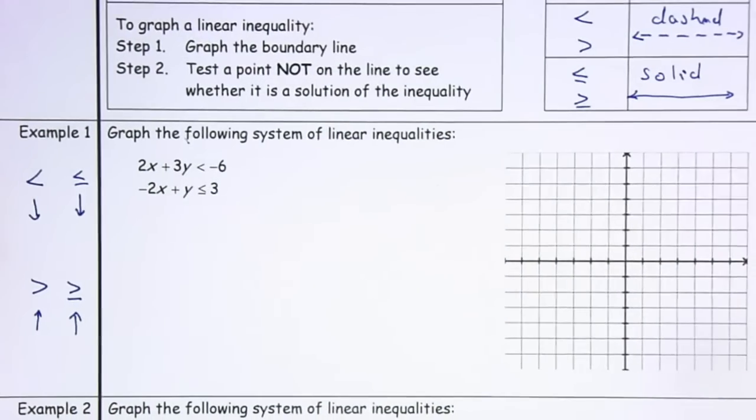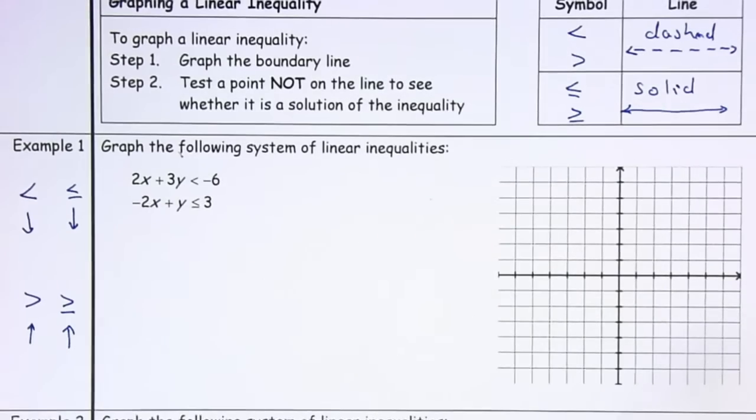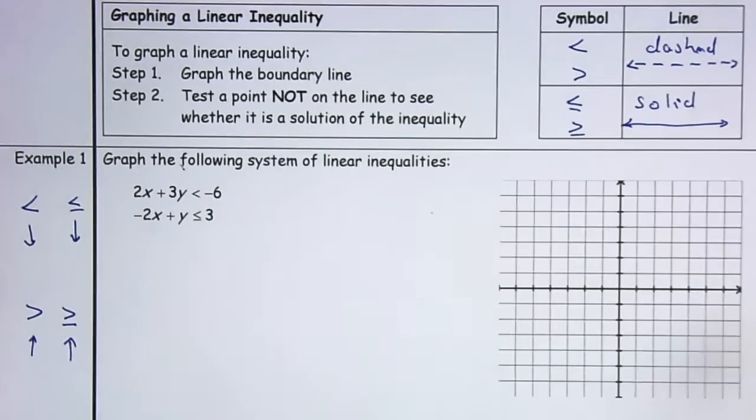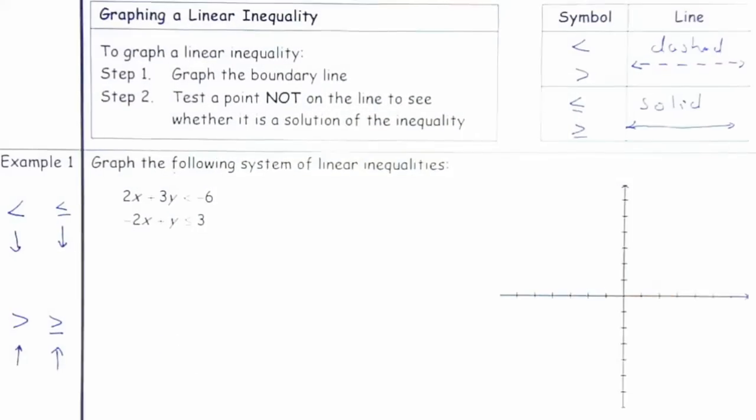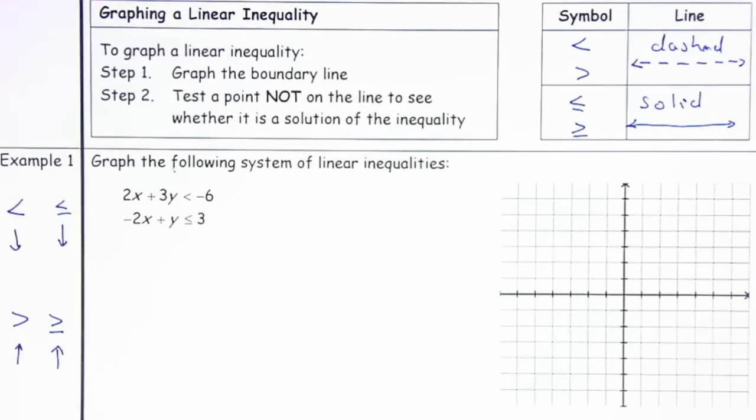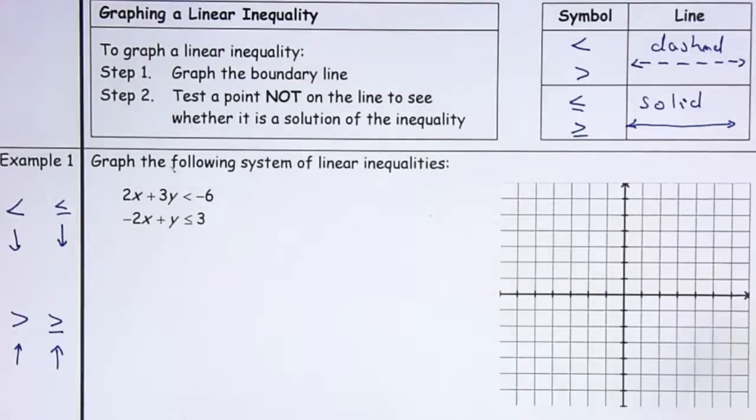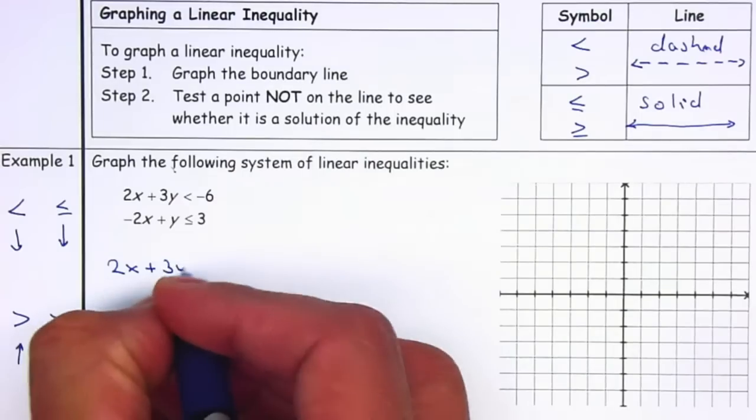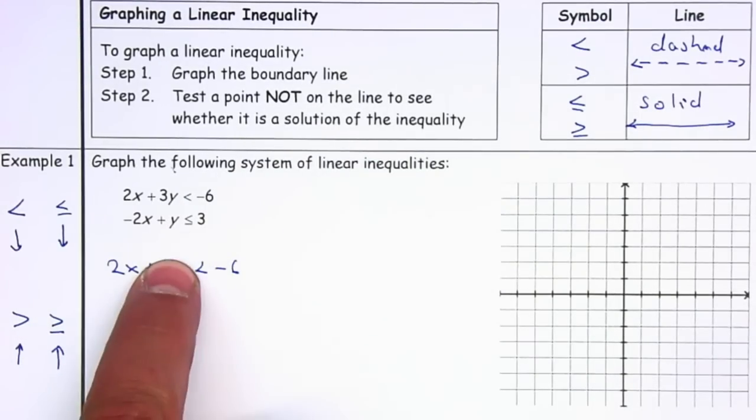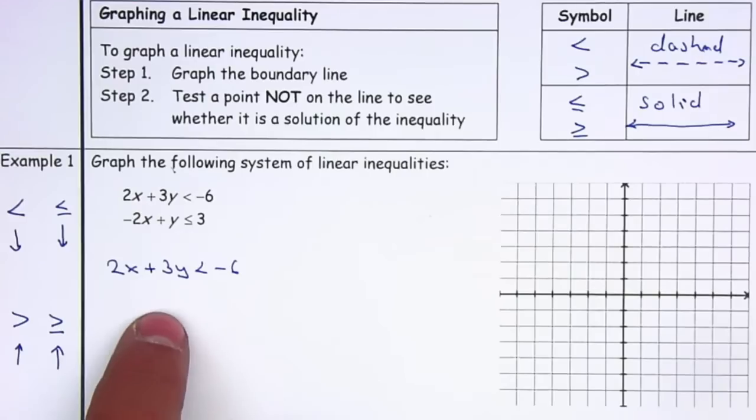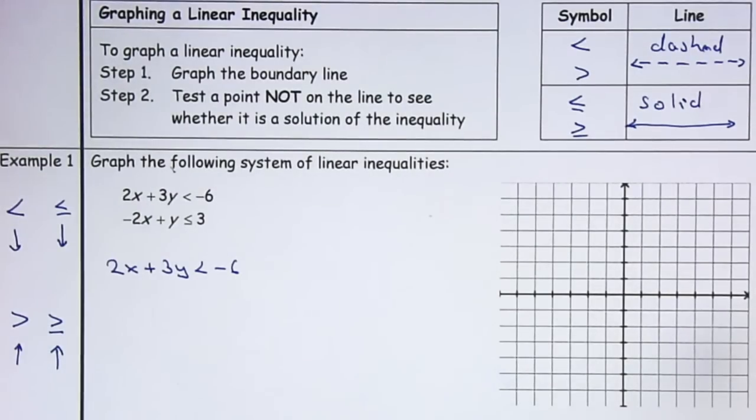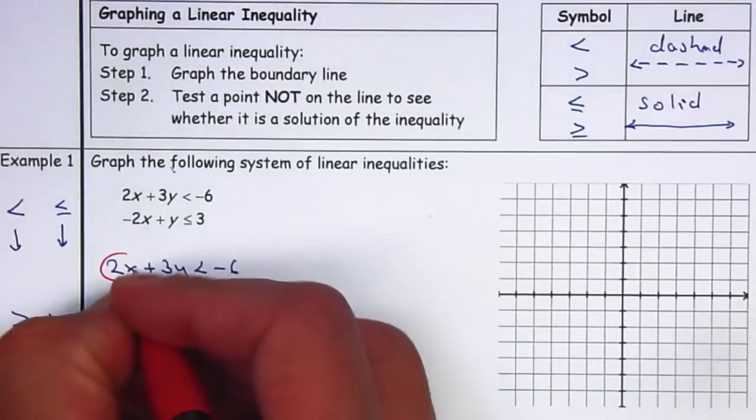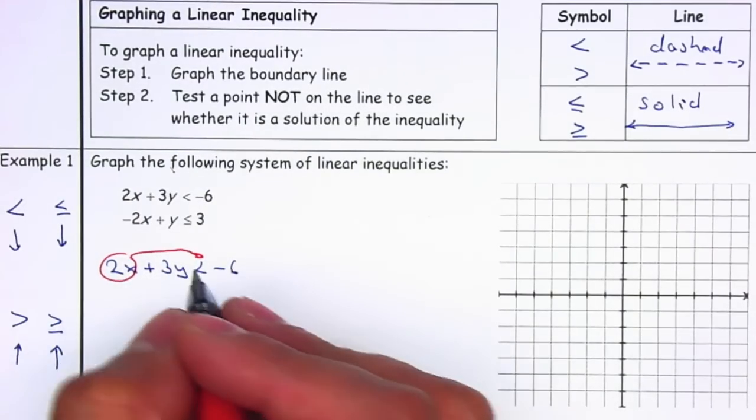Let's look at example number 1. We have two inequalities. First, we need to graph the line. So let's go ahead and solve for y. You can also find the x-intercept and the y-intercept, but let's get used to solving for y just to practice the skill. And especially sometimes you will get a fraction if you solve for the y-intercept or x-intercept.